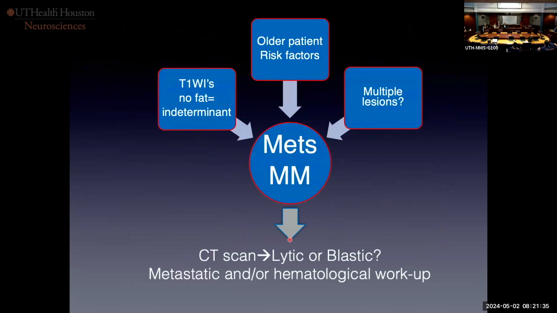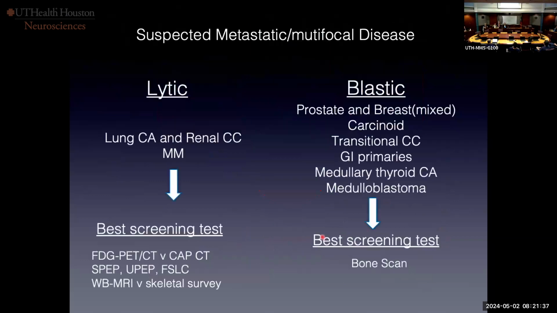Get a CT scan, is it lytic or blastic? If it's lytic, lung cancer, renal cell are your best bets in multiple myeloma. Best screening test, not a bone scan, not a bone scan. Classically negative for aggressive lytic lesions in multiple myeloma. Chest, abdomen, pelvic CT, FDG PET. If you suspect myeloma, SPEP, UPEP, and free serum light chains will pick up 95%.